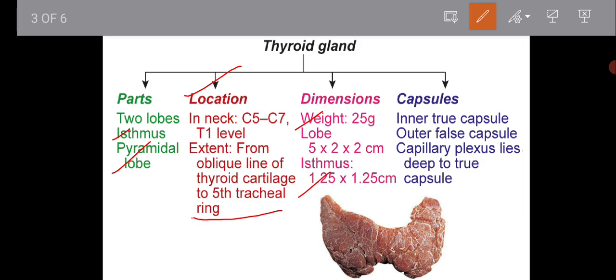And coming to the capsules, it has two capsules. The inner true capsule is formed by the pretracheal layer, and there is an outer false capsule, and the capillary plexus lies deep to this true capsule. So while doing a thyroidectomy, the thyroid will be removed along with this capsule.